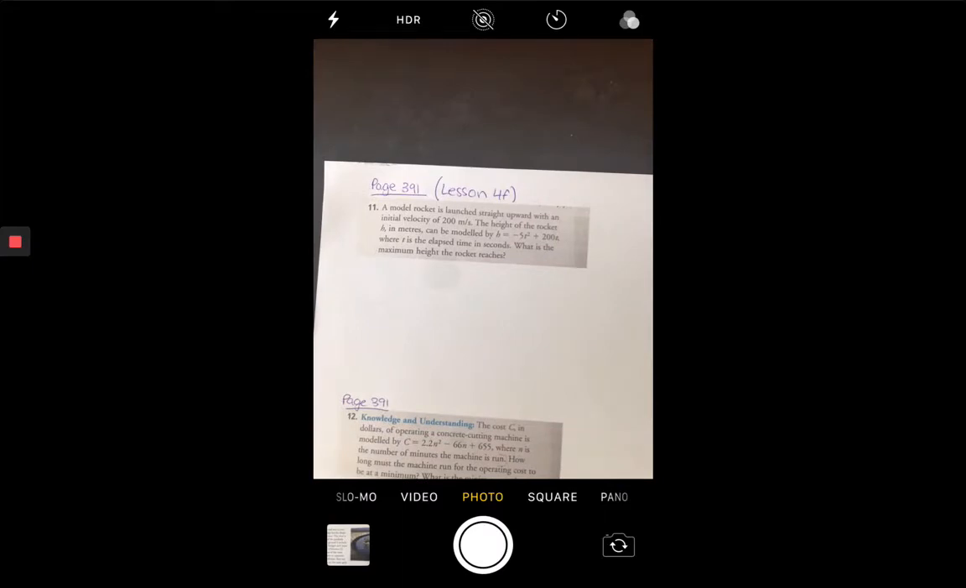A model rocket is launched straight upwards with an initial velocity of 200 meters per second. The height of the rocket, h, in meters, can be modeled by the equation h equals negative 5t squared plus 200t, where t is the elapsed time in seconds. What is the maximum height the rocket reaches?